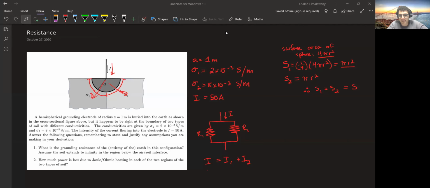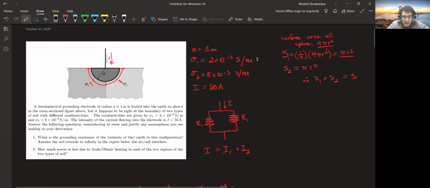is 50 amperes. Noting the surface area through the various sections, we have a full sphere, and the surface area would be accounted only to 1/4 of that section for sigma 1, and that will come down to pi r squared, noting that the surface area of the sphere is 4 pi r squared. Notice that it's the same exact thing for sigma 2, or the second portion here. And that means S1 is equal to S2, which will be denoted as S hereafter.